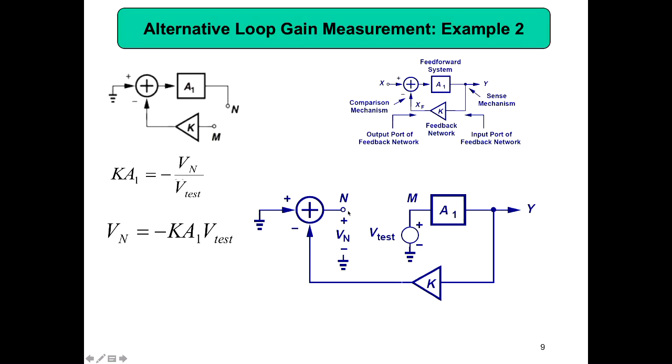And then when you break here, then what is the result? So what is Y? V test into A1 is Y. And then what is the output here? K. And then what is here? Vn. So again 0 minus K A1 into V test. And then Vn equal to minus K A1 into V test means again same result, minus Vn by V test equal to K into A1. So you can break here, or you can break even here, or you can break even here.